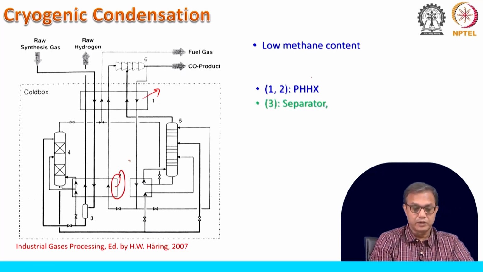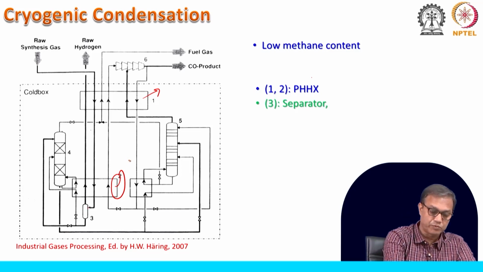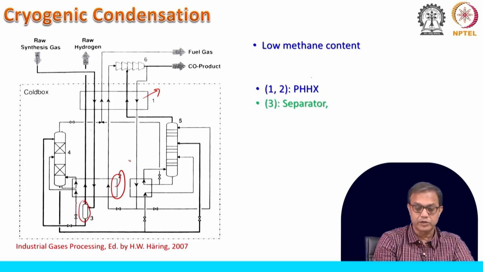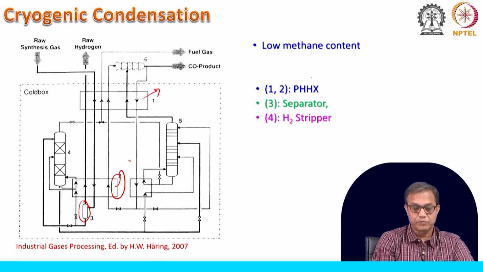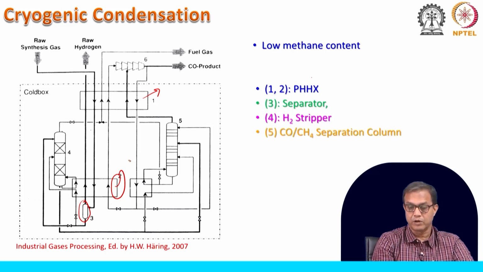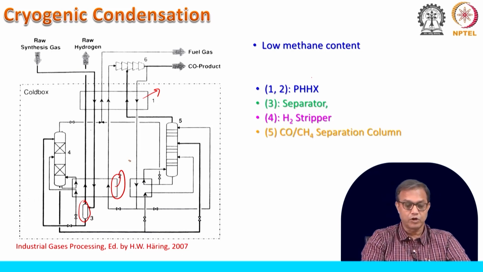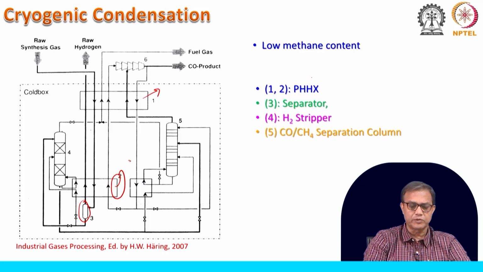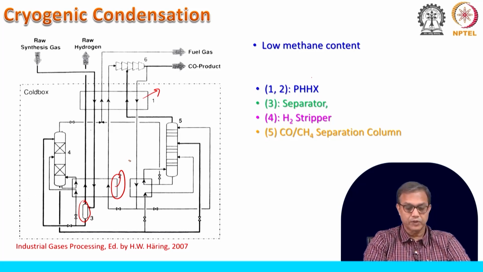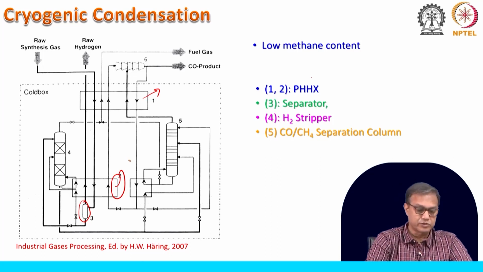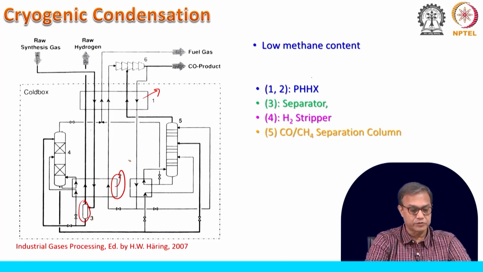Then we have the separator. This component 3 is basically a separator, and component 4 is the hydrogen stripper, whereas this 5 is the CO-CH4 separator, or separation column. So, these are basically typical chemical industry equipments, but of course, these heat exchangers are quite common in our thermal engineering applications.